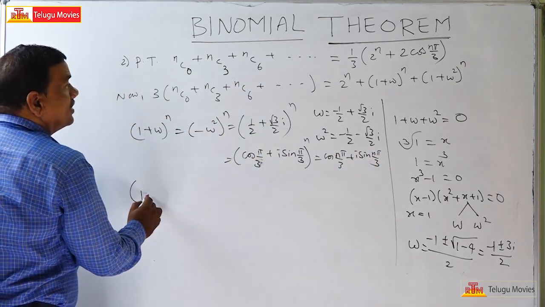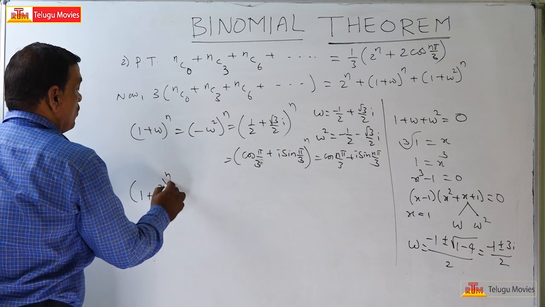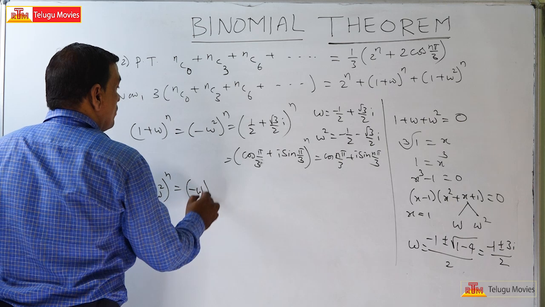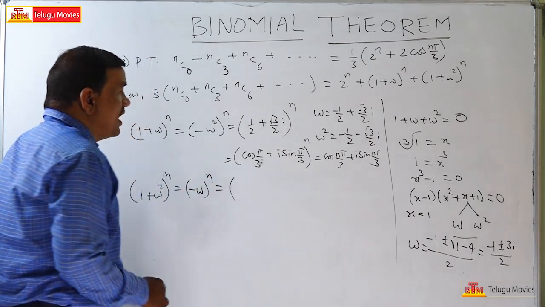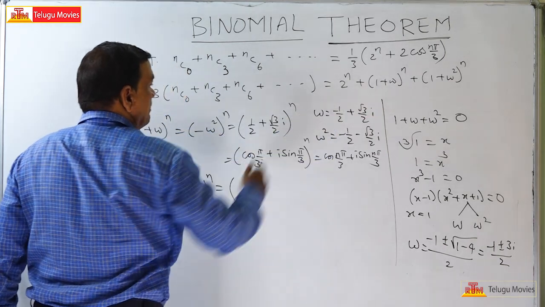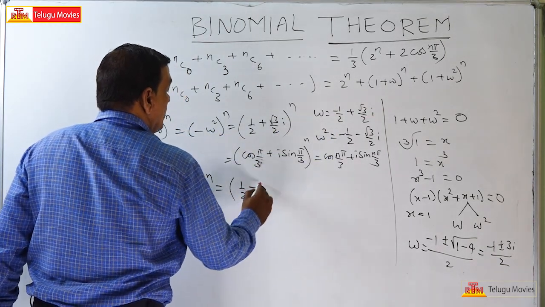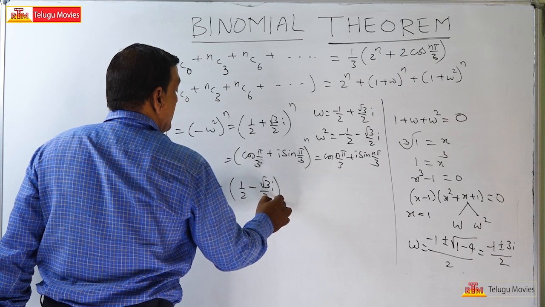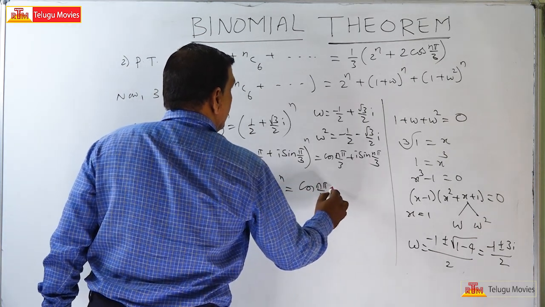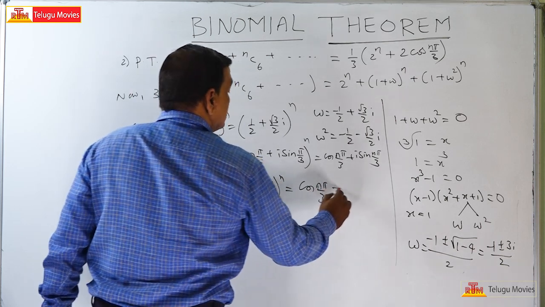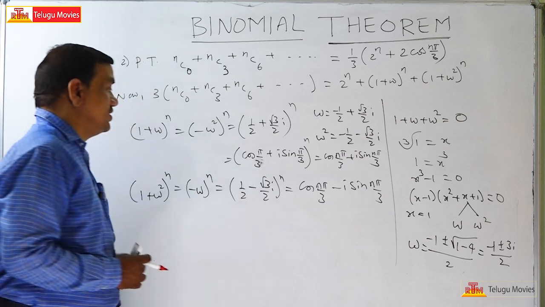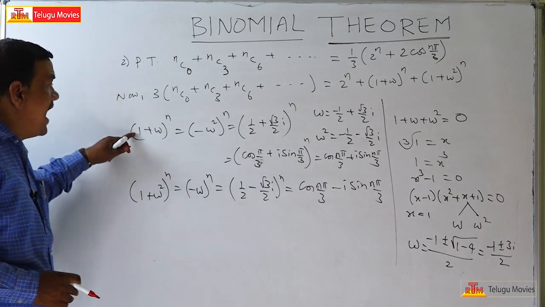Similarly, 1 plus omega square whole power n. 1 plus omega square means how much? Minus omega, whole power n. Minus omega whole power n means what? If you take the minus, you have to multiply with (minus 1 by 2 minus root 3 by 2 i) whole power n. So, you will get here cos n pi by 3 minus i sin n pi by 3, with cos 60. Understand? Now add these two.